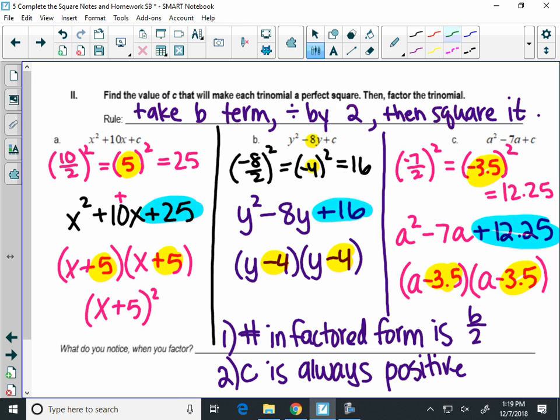So that helps us, because now to solve these quadratics, we're going to be doing this method. And since we have an understanding now how to jump to the factored form, it'll be a lot faster.